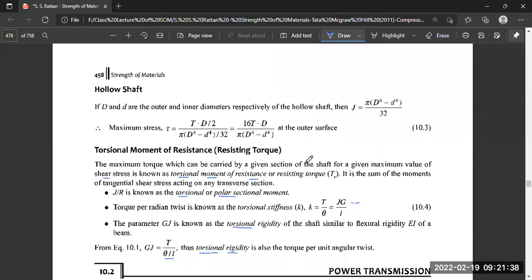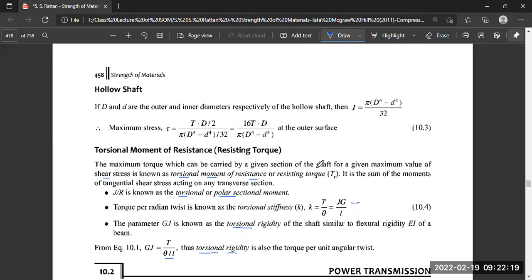There are a few other important definitions we have deduced. First of all, the most important is the maximum value of shear stress. The maximum torque which can be carried by a given section of the bar for a given maximum value of shear stress is defined as the torsional moment of resistance or resisting torque. So the question is, what is the maximum torque you can apply over a bar? What is the maximum limit of the torque which a bar can carry, which depends on a given maximum value of shear stress.